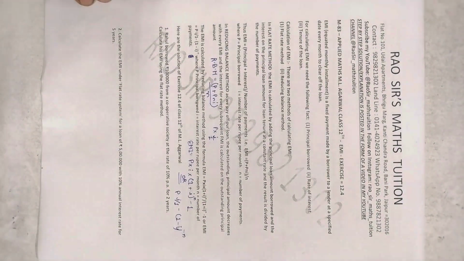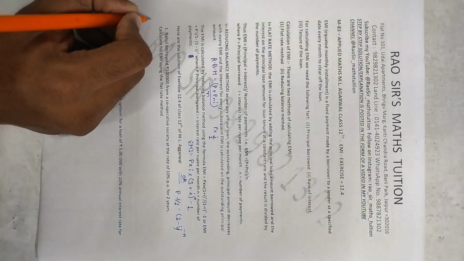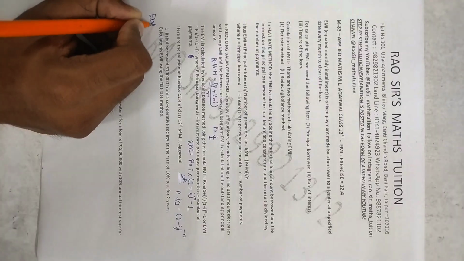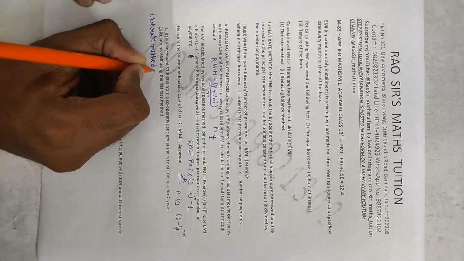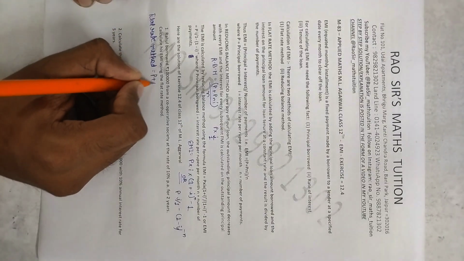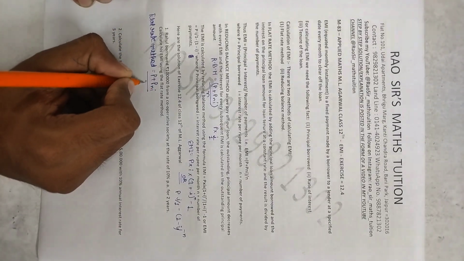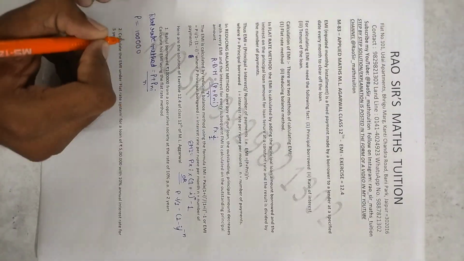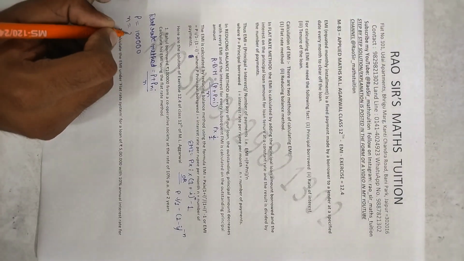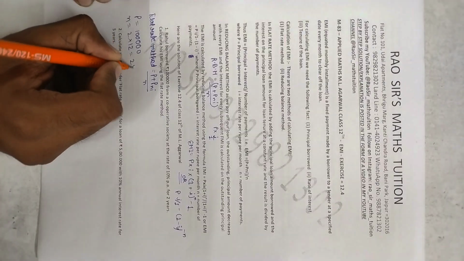Read the first question. Rahul borrowed 1 lakh from a cooperative society at the rate of 10% per annum for 2 years. Calculate his EMI using the flat rate method. So you have to use the flat rate method formula. Here P is 1 lakh rupees. Rate is 10%. Time 2 years means 24 installments.